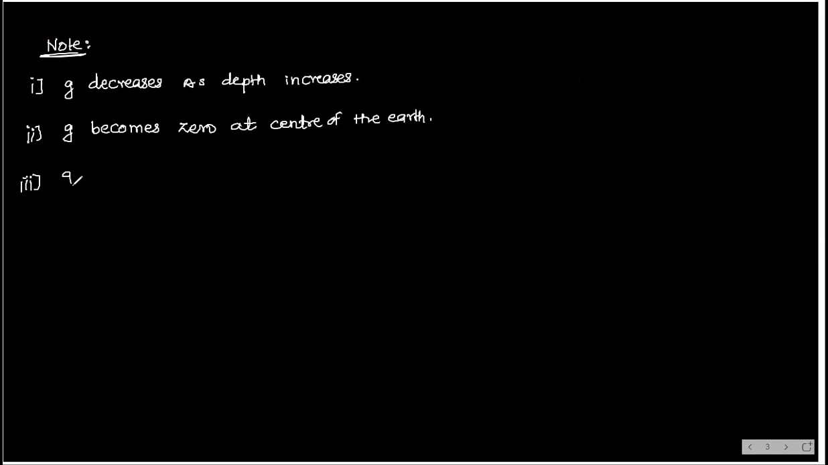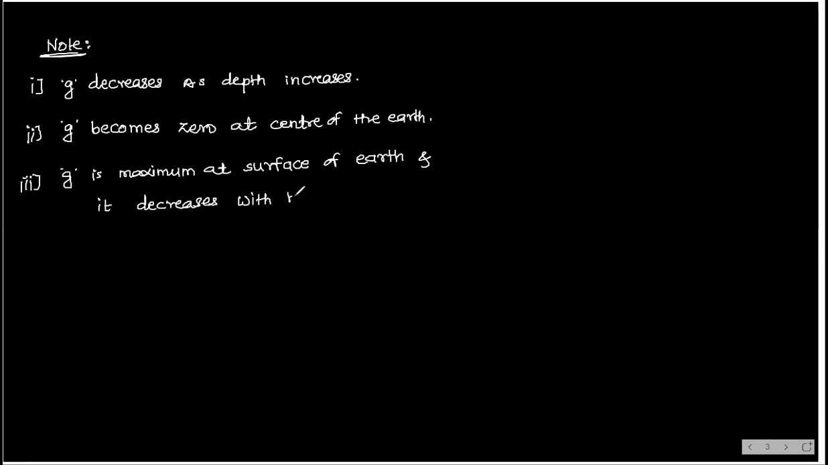Next note point. Where is g maximum? Surface of earth, very good. g is maximum at the surface of earth, and it decreases with height and depth. Yes or no? With height and depth.